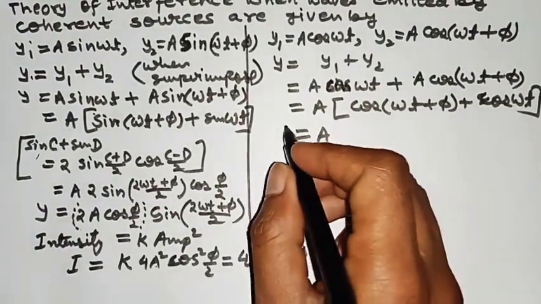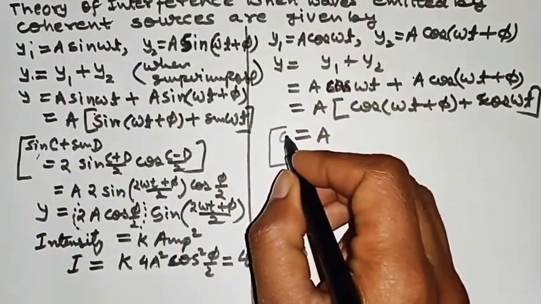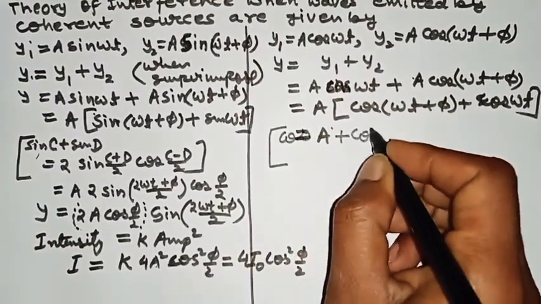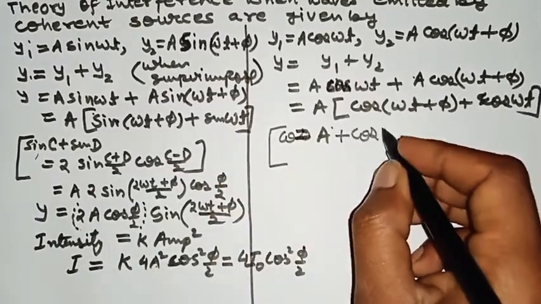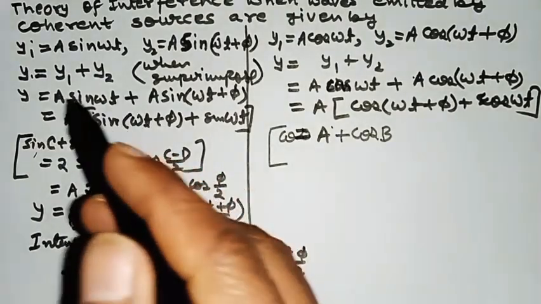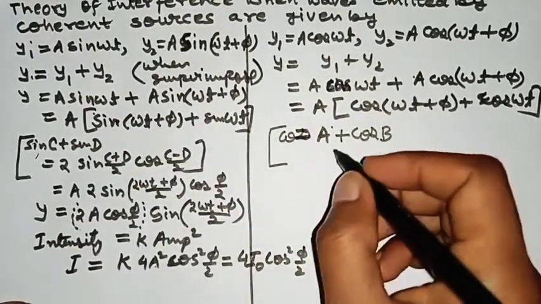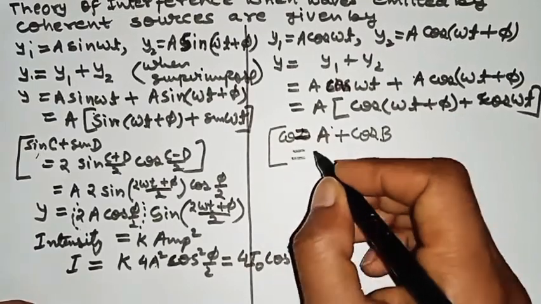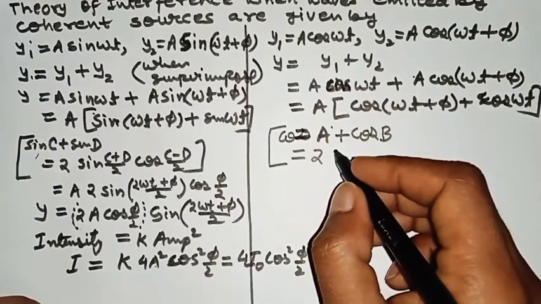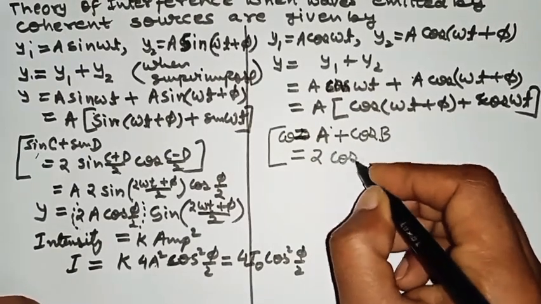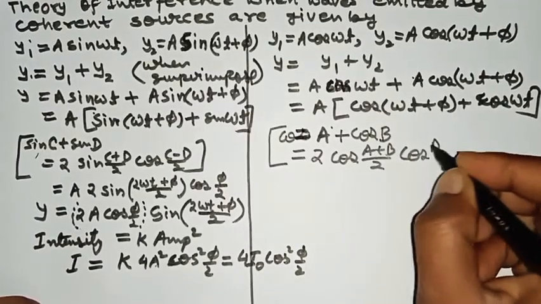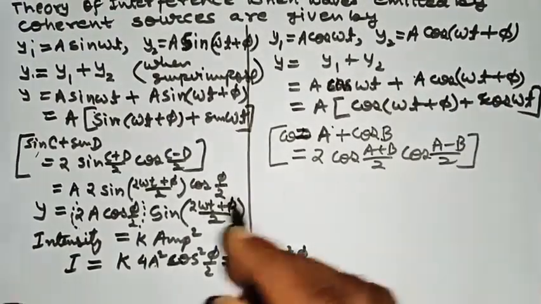So first I will write that identity, that is cos A plus cos B. Here I used C and D earlier to go away from these kind of A's and B's, but this time it happened here. Anyway, we'll focus upon the nature of this identity. So it will be cos (A plus B) by 2 and cos (A minus B) by 2.